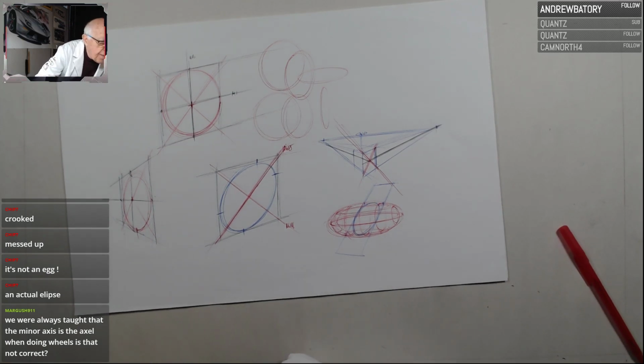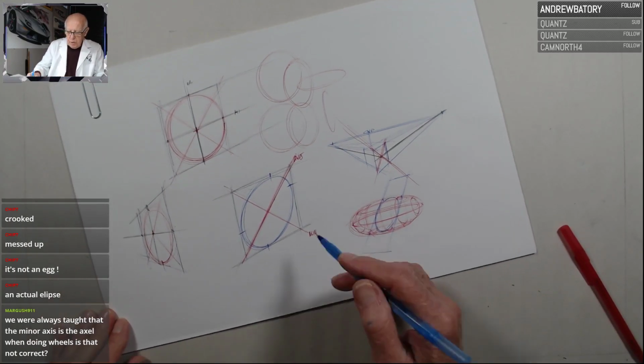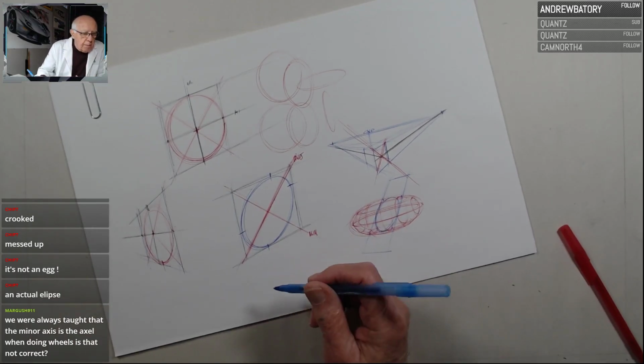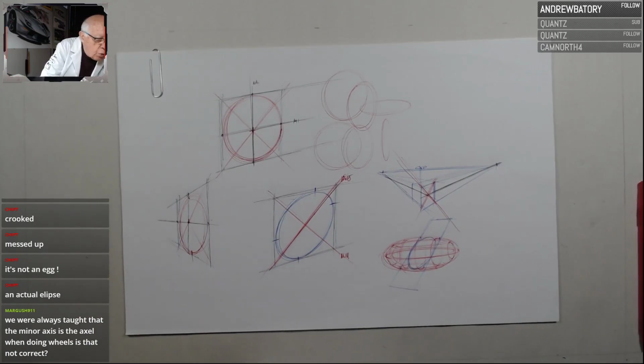Margush91. Hey, Jeff, how are you? We were always taught that the minor axis is the axle when doing wheels. Is that not correct? That is not correct, Jeff. The minor axis is only a vehicle or direction point that goes back to the horizon line. I'll get to that in a moment. Let me make sure I got your question correctly. From Jeff Marcus, it's cool to have you on board, Jeff.